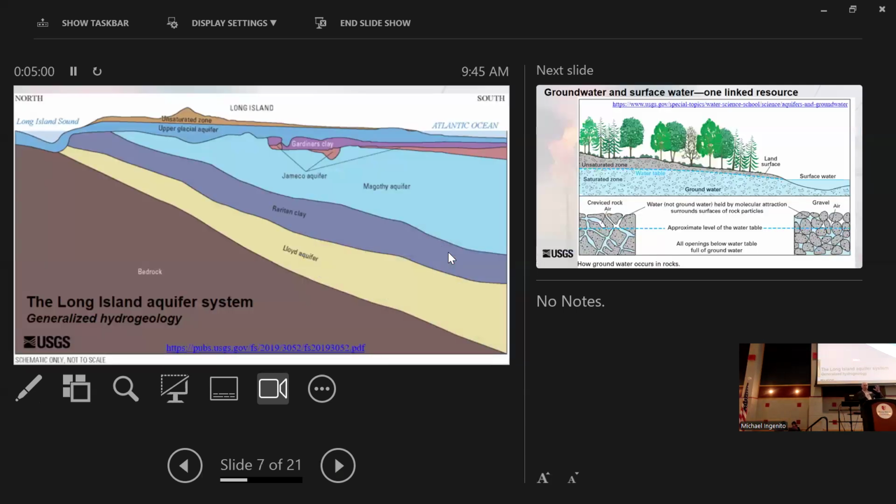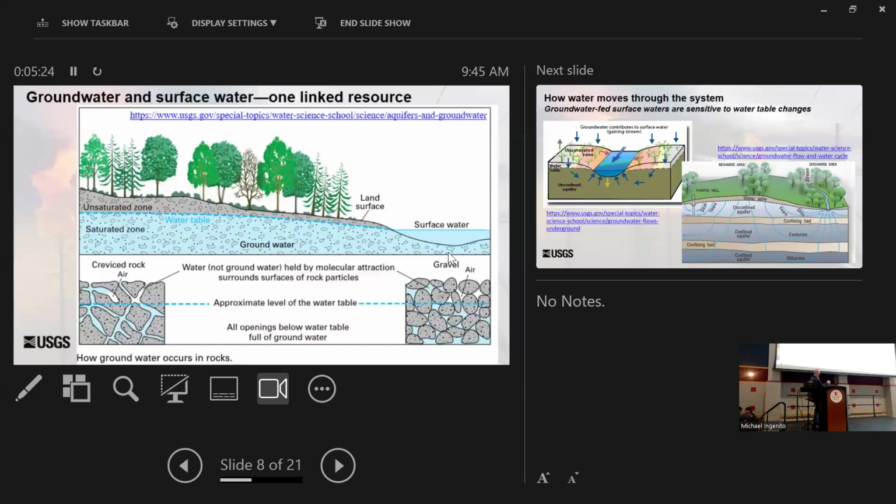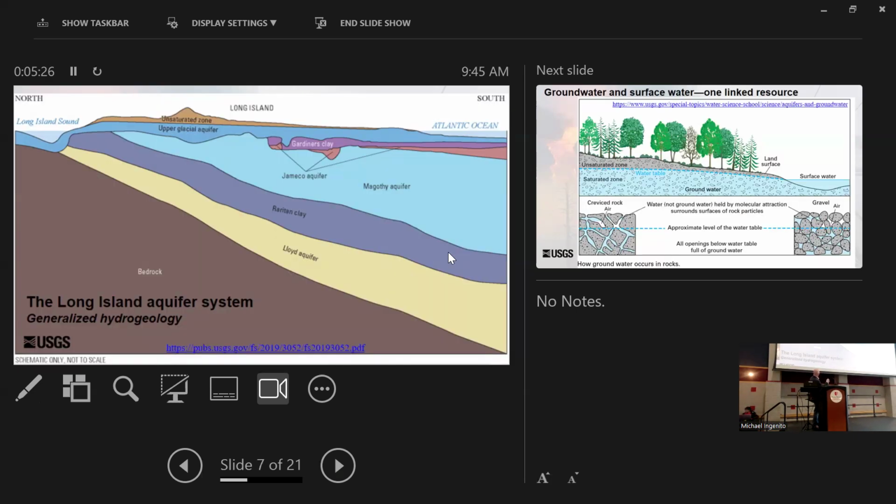Here's a blow up in 2D of one face of that 3D block diagram we were just looking at. It shows the same thing that I just pointed out in the previous one. But what I really want to highlight here is where the Upper Glacial aquifer goes from a fully saturated aquifer system, which is in blue, to the unsaturated system, which is shown here in brown. That level where we go from unsaturated to saturated is the water table. It is across most of Long Island within the Upper Glacial aquifer.